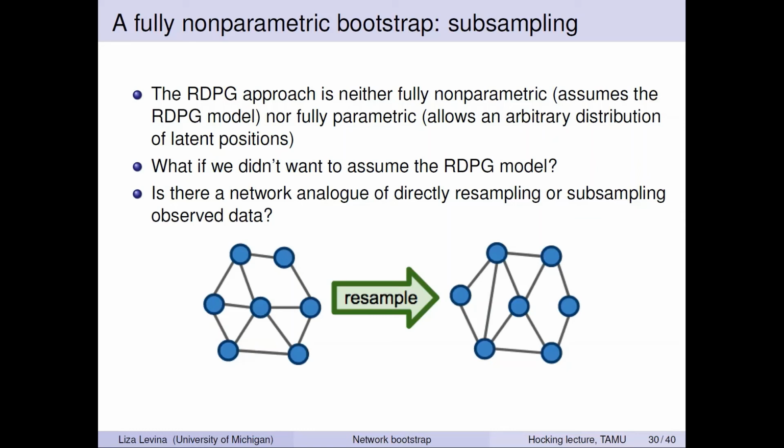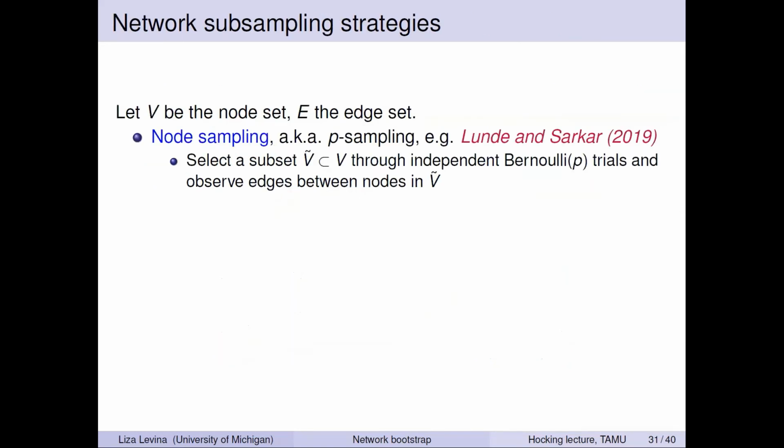What if we don't want to assume anything and we just want to try to resample directly? So go back to this question, can we draw nodes? Can we draw edges? In fact, people have looked at this and there are multiple strategies. The most common one is what's called node sampling, which is just what it sounds like. You select a subset of the nodes and then you just look at the edges that go with them. So that's the induced subgraph. It's a smaller network, but some things carry over. Some things you can learn.